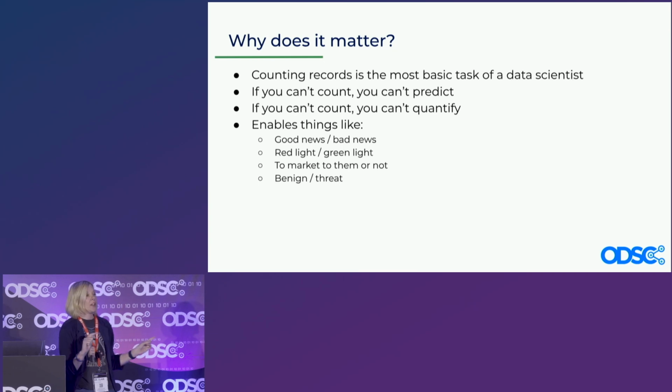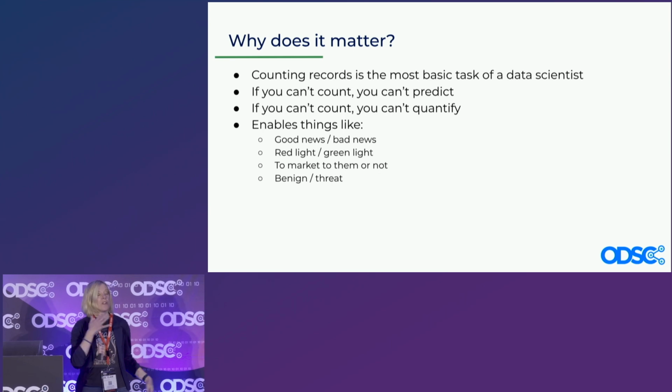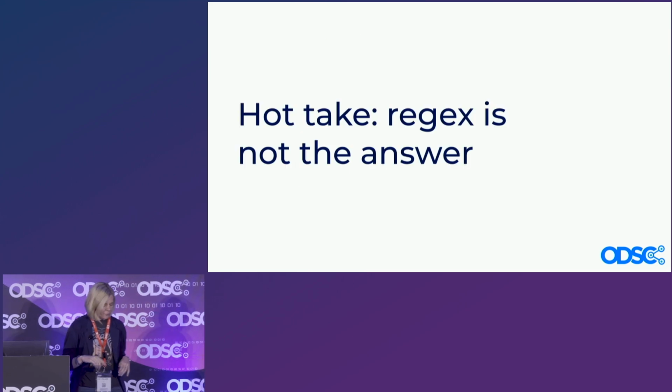It tells us red light or green light. It tells us whether or not somebody is marketable, whether they're a threat or benign. These are all really crucial things to be able to tell your business. And if you can't count, you can't do it. So let's go through a little bit of an example.